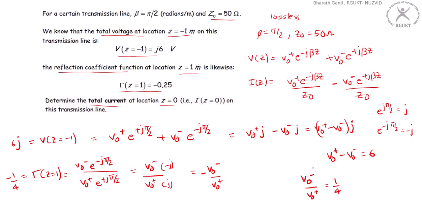Right, so I have these equations, but what I want is the current at z equal to 0 location. So I at z equal to 0 is the total current. If I put z equal to 0 in this, I simply end up with V naught plus minus V naught minus divided by Z naught. Okay, so that is what I want. In fact I don't have to find the V naught plus and V naught minus values separately, because already I have the expressions for them.